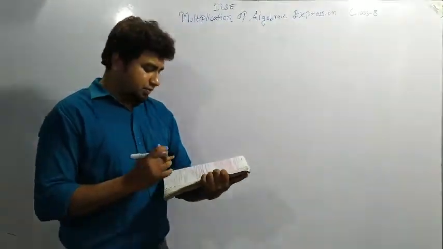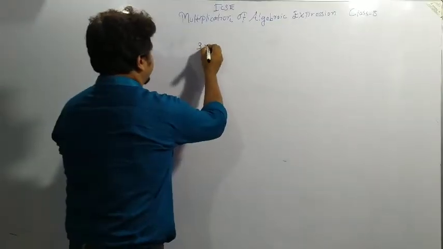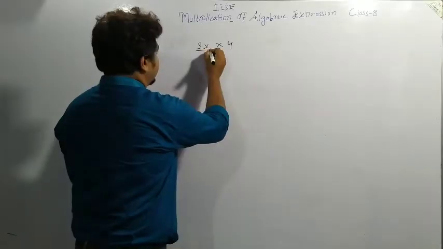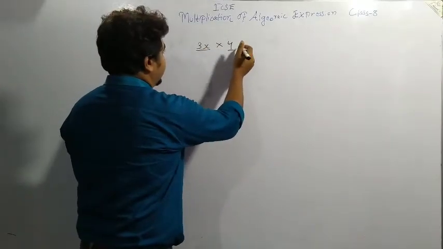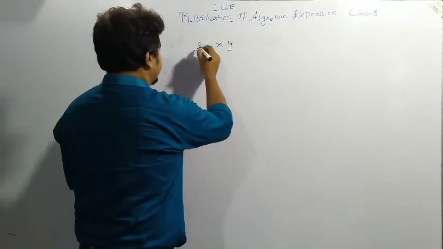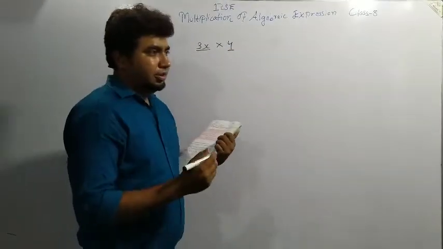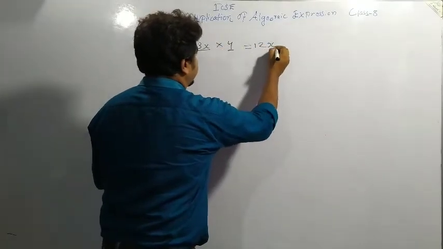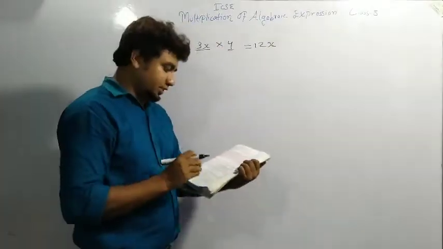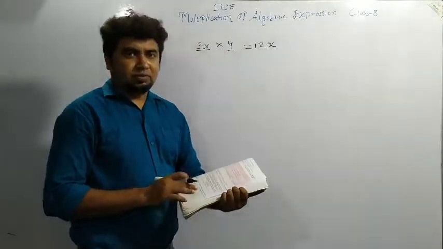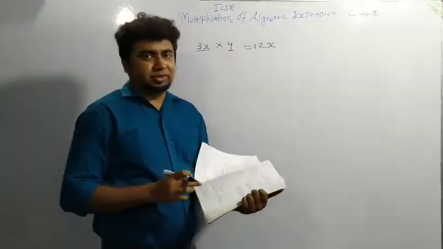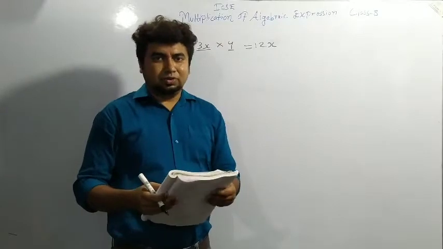Now we'll do the product of monomials. 3x into 4. If I am saying 3x into 4, 3x is a monomial multiplied with another term. You are able to see that 3 and 4 are numerical values. 3 into 4 is 12, and x you will write as it is. So 12x. This is the product of monomials. Hence we can say that a monomial is multiplied by a constant. So this is product multiplication.